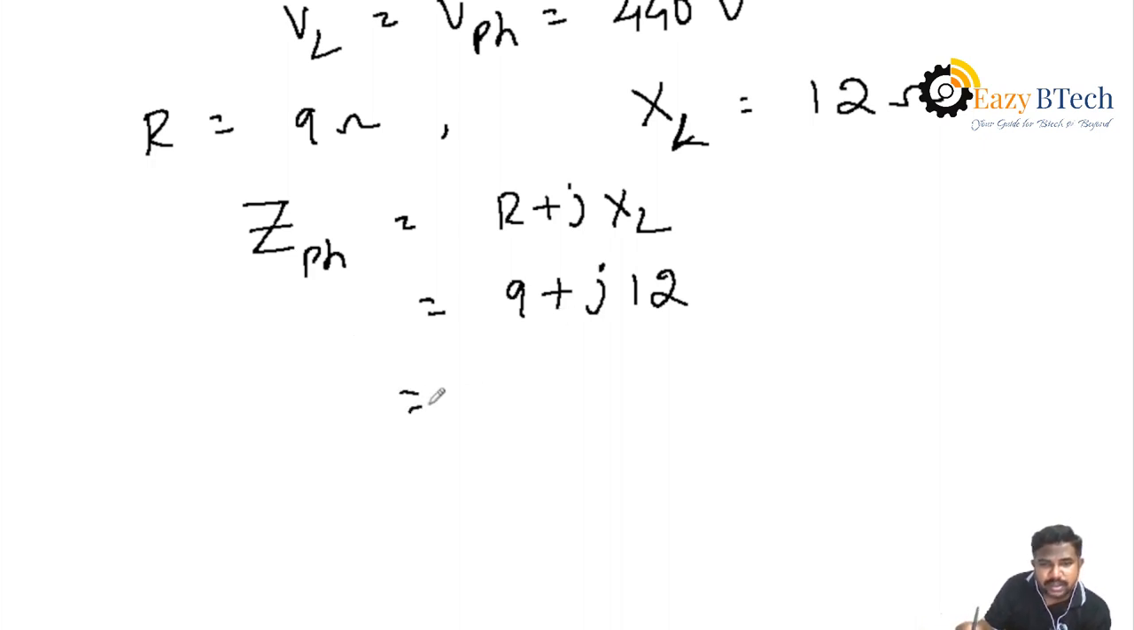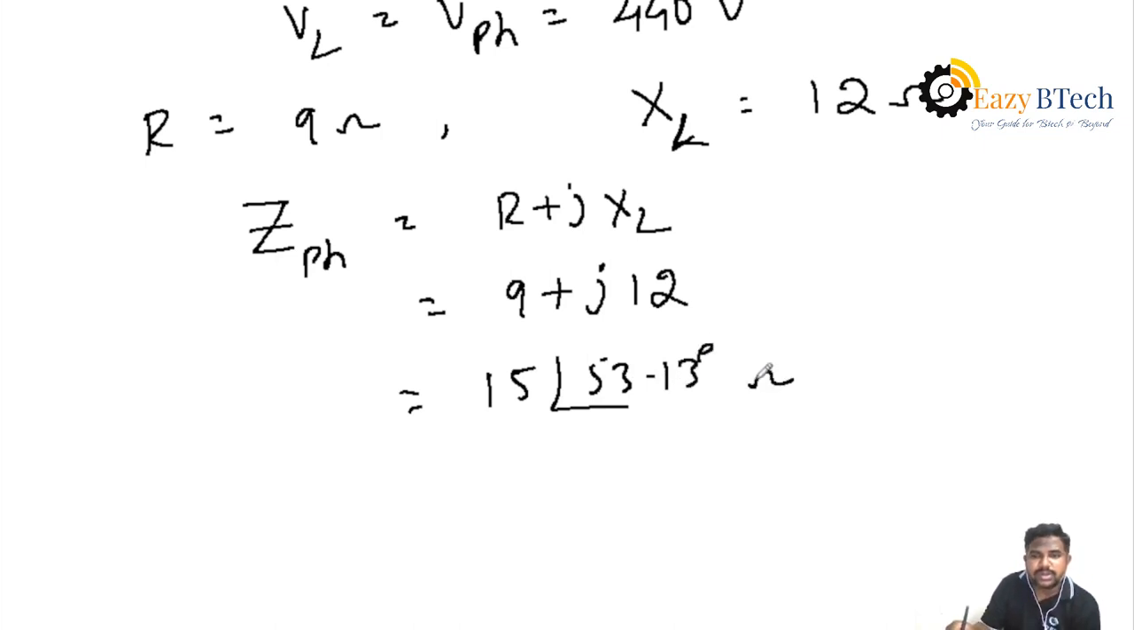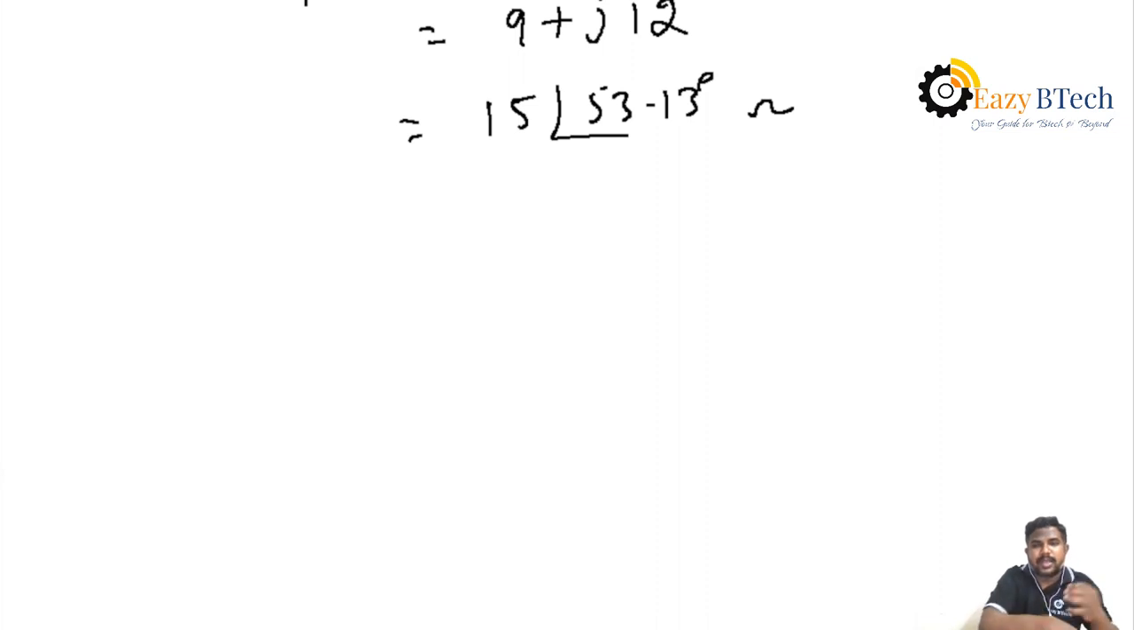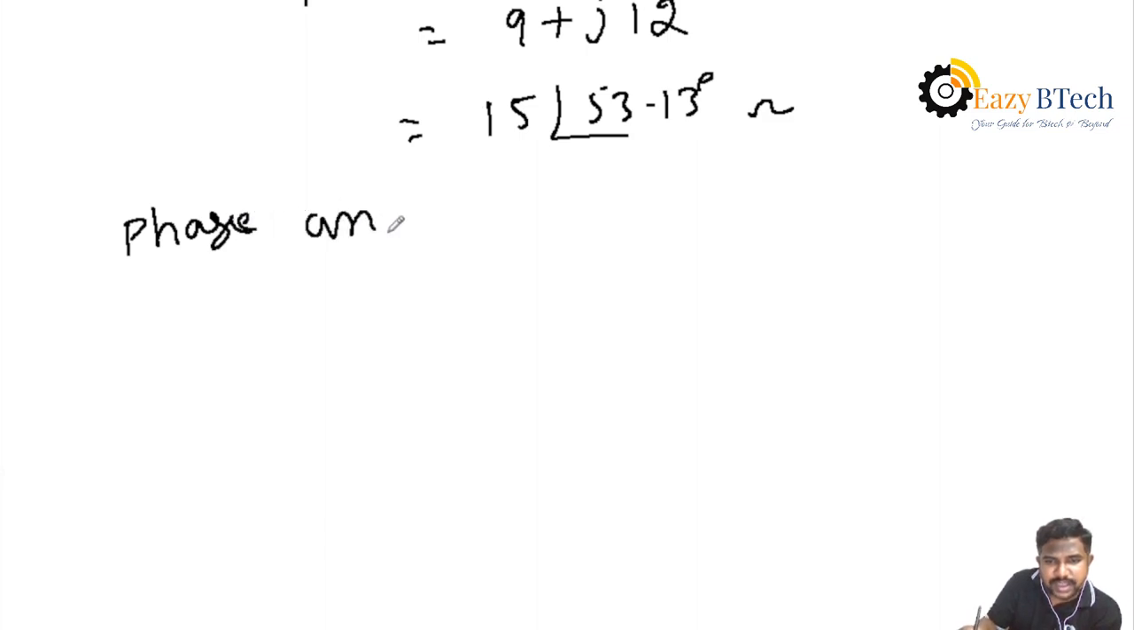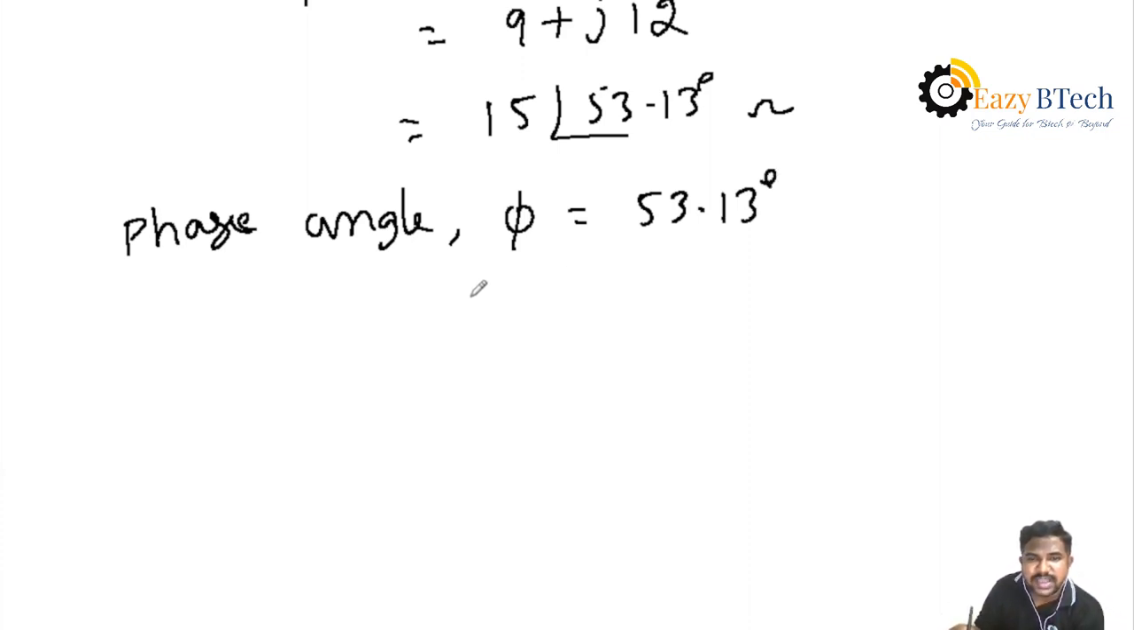Then this rectangular form you must convert into the equivalent polar form, that is 15 at an angle of 53.13 degrees. This is the polar form of the given impedance value. When the impedance value is converted into polar form, that angle is called the phase angle of the system, represented by angle phi. That angle obtained in the impedance value is the phase angle phi of the system, whose value is 53.13 degrees.